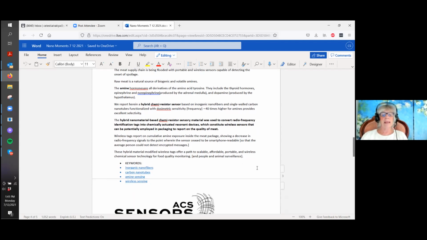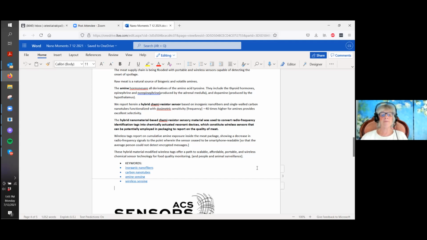So they have designed this hybrid chemiresistor sensor based on inorganic nanofibers. And it could be much like Morgellons, except they say that they are inorganic. So maybe like asbestos or something, that type of a fiber, and a single-walled carbon nanotube functionalized with dosimetric sensitivity. That means that it is triggered. It has a switch that will trigger with frequency. And they're very excited about that.